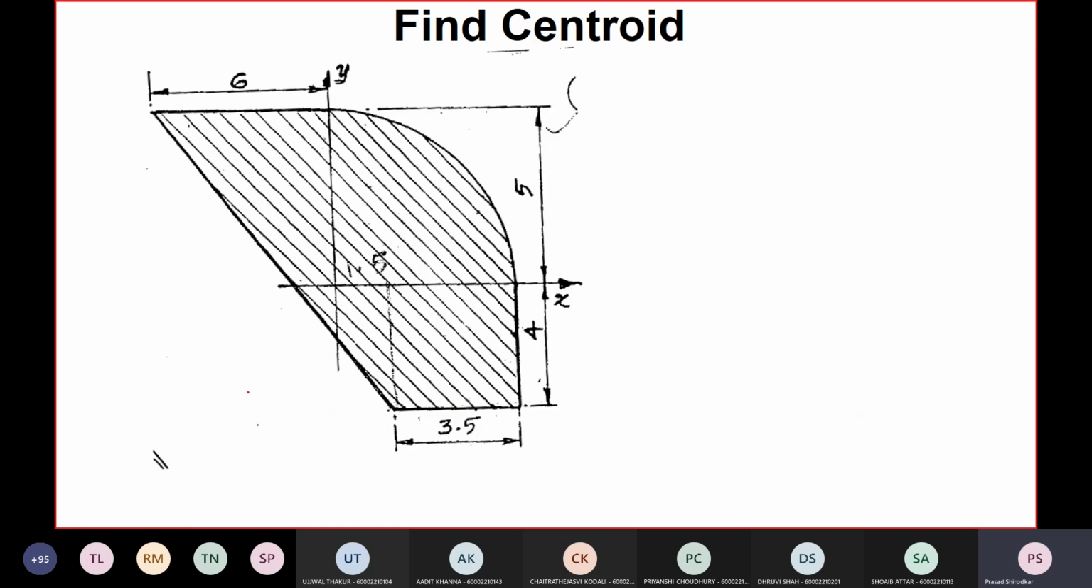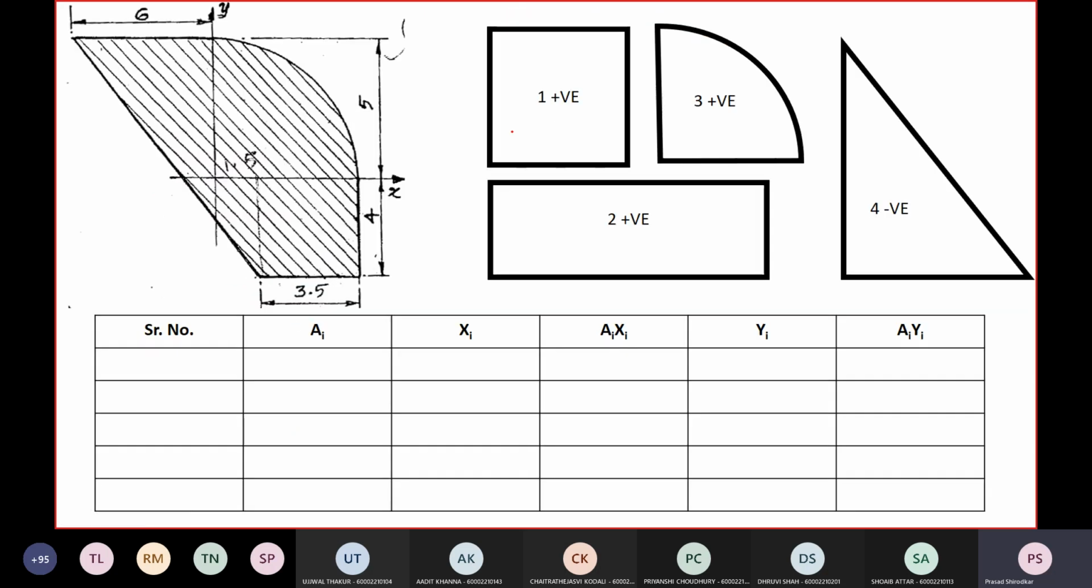Alright, okay. So next is find the centroid of this area. First you have to divide this into subcomponents. So I will divide this into this quarter circle, and then this rectangle, and one more rectangle, and then subtract this triangle. Let me show you how I'm going to do it. So positive, positive, positive, and negative.